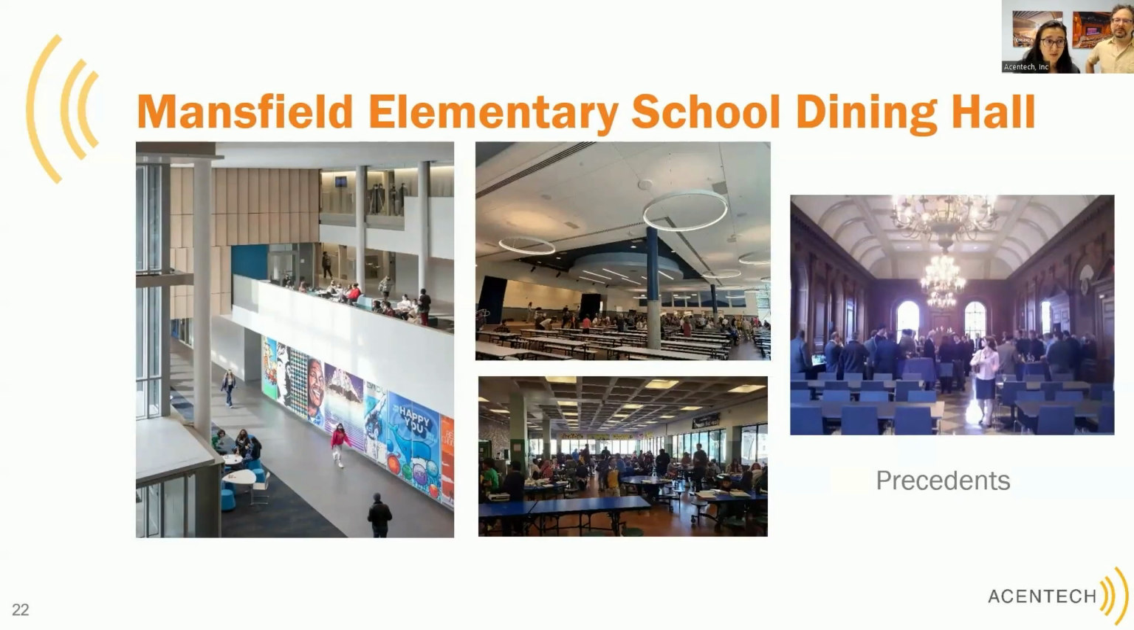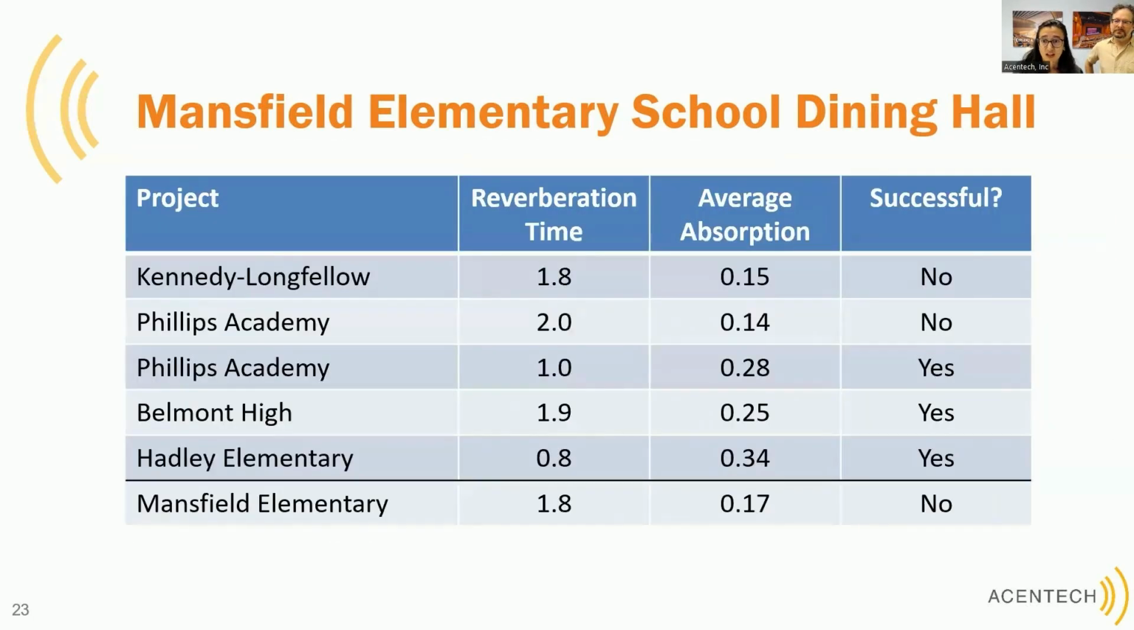And so as we worked with the school to set some acoustical goals for the project, we looked at several precedents of dining halls of varying scales and ceiling heights, as you can see from these photos, and compiled their reverberation times in this chart, which are kind of all over the place. But then we also looked at the average absorption coefficient of each of these rooms, which we found to correlate a lot more with how successful the space was.